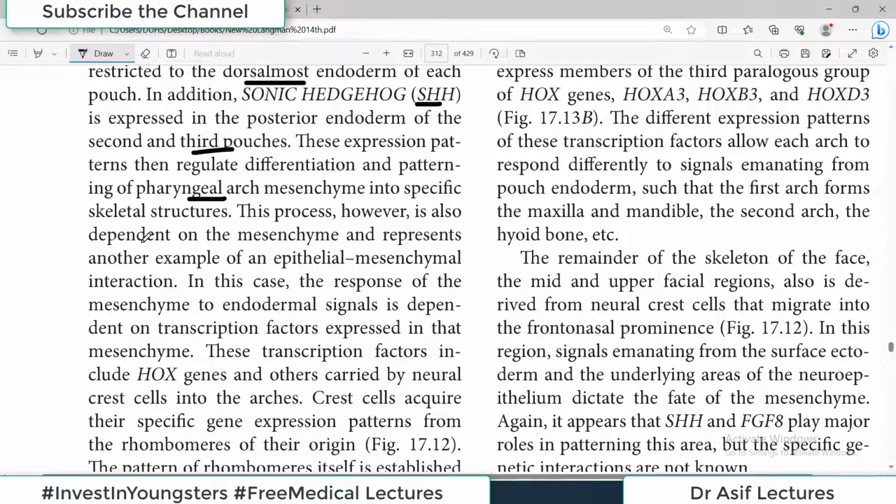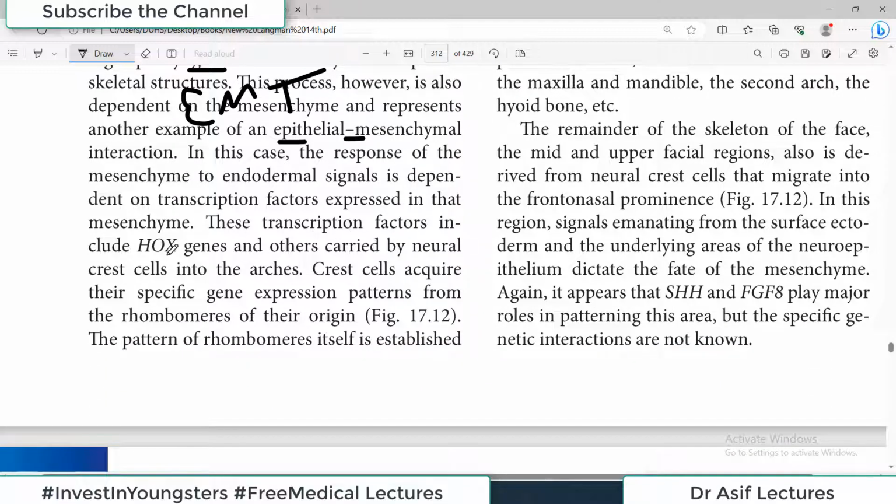This process, however, is also dependent on the mesenchyme and represents another example of EMT, epithelial mesenchymal transition, which is a very important phenomenon in the whole embryogenesis. The transcription factors include Hox genes, and well, this is actually too much detail. अगर आपको याद रहती है तो good for you, नहीं रहती तो it's okay.